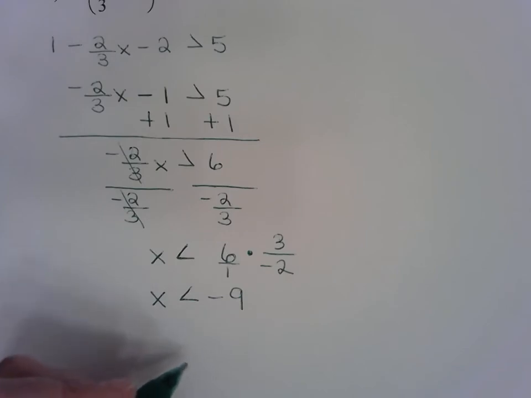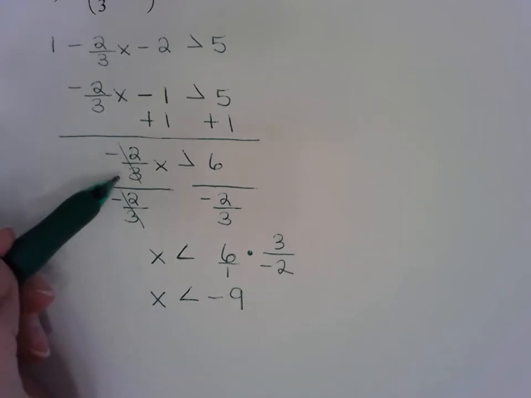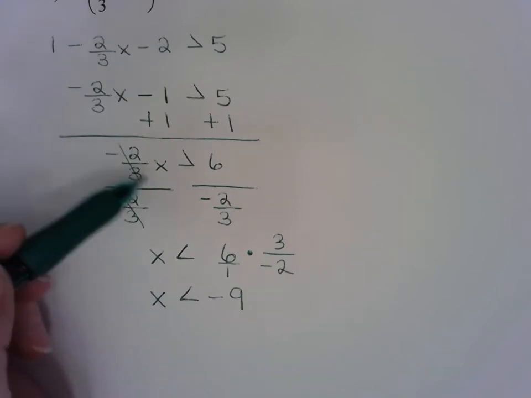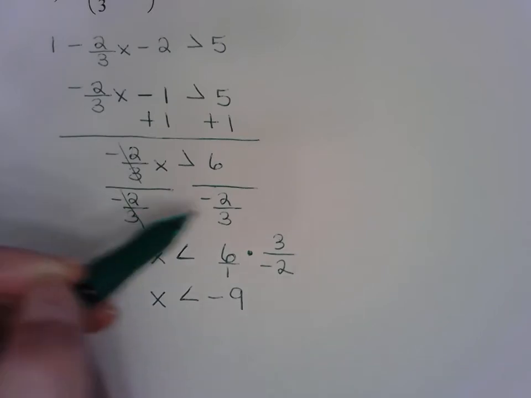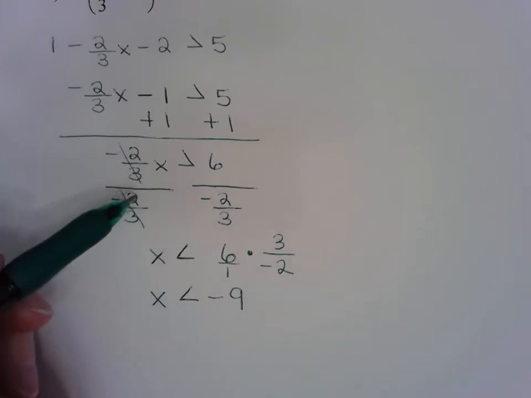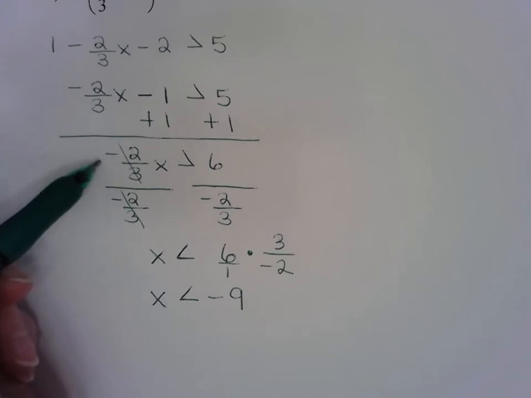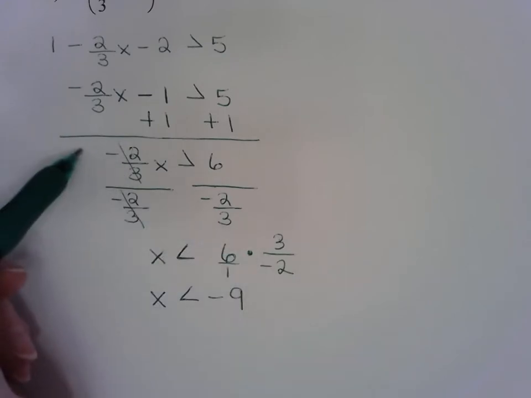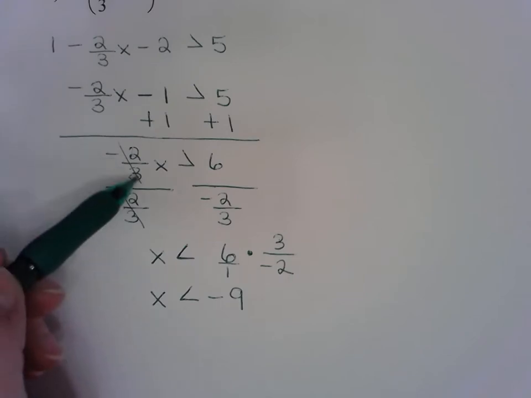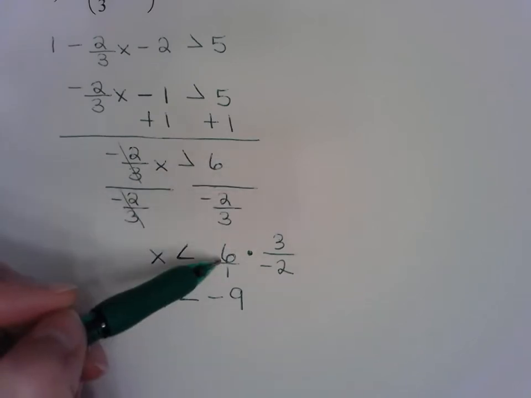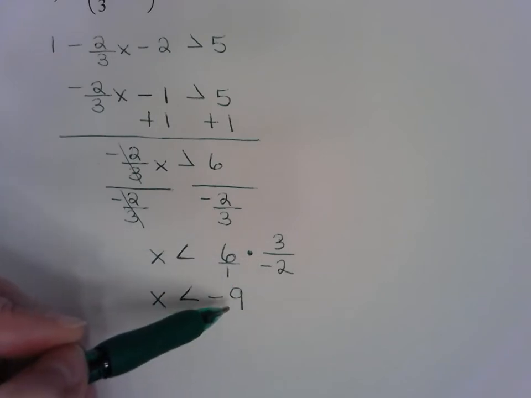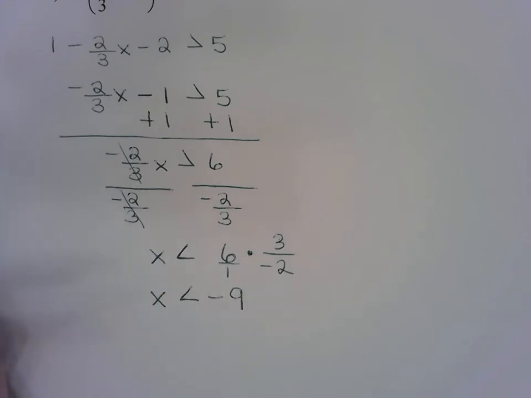Okay, we got one more step, but let me just talk through some other options, right? This time, for whatever reason, I decided to divide by the fraction, but you could also have multiplied by the reciprocal. So you could have multiplied by 3/2. They would have canceled on this side, and you would have done the same sort of arithmetic to get your -9 on the right side.